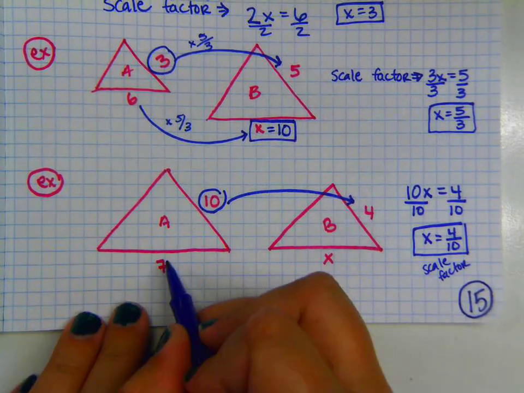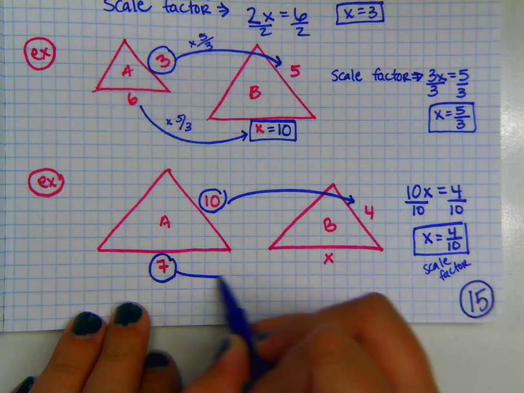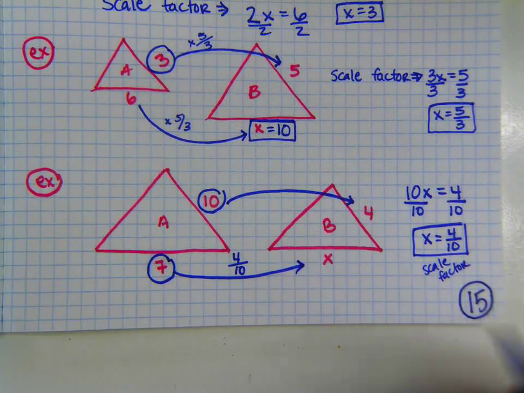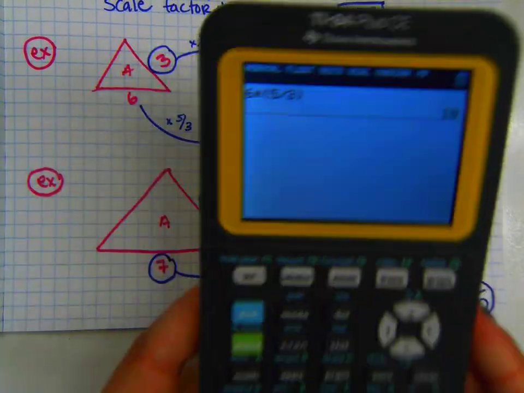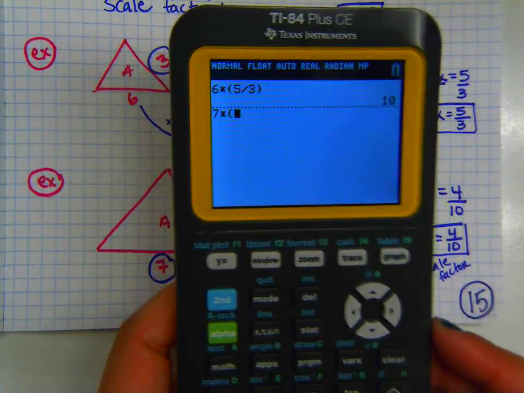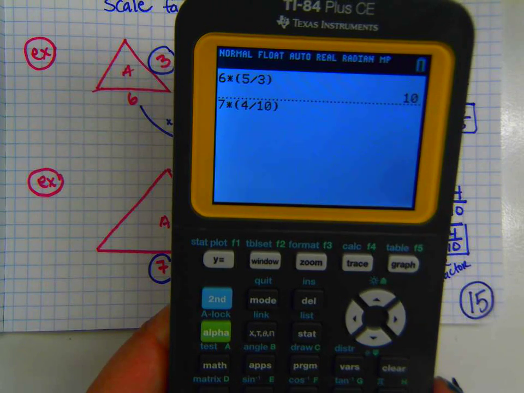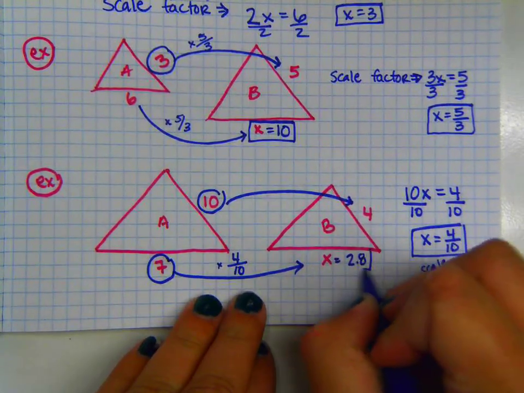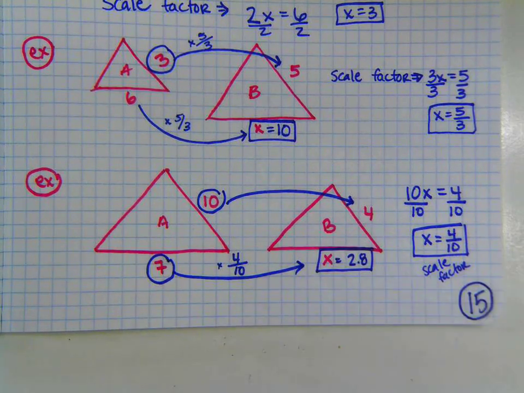So that means I'm going to take 7, multiply it by 4/10, and get x. So again, I'm going to plug that right into my calculator. 7 times 4/10, 2.8. And that's how you use scale factor.